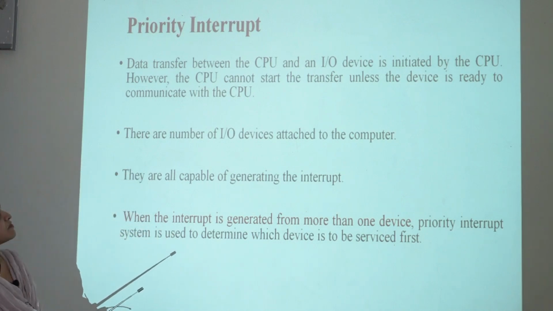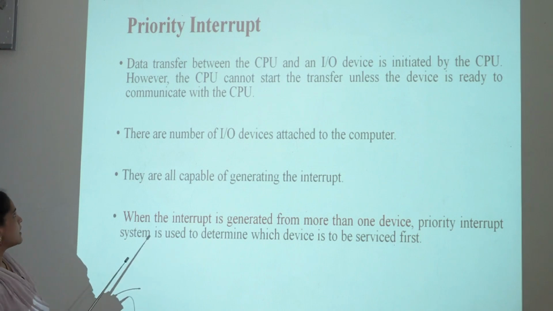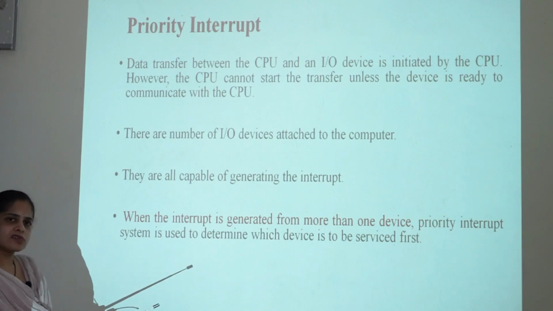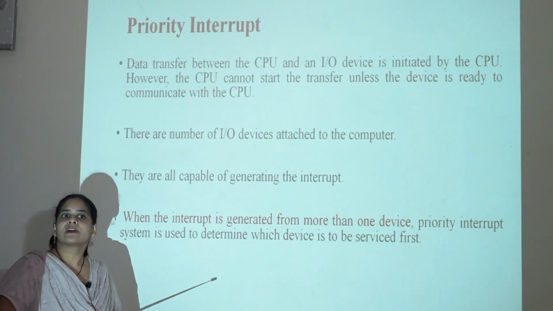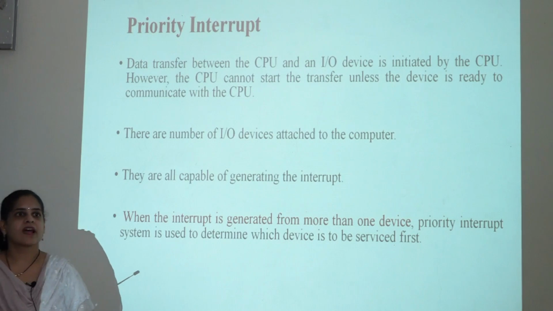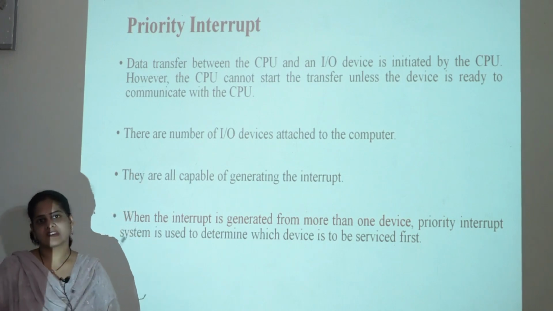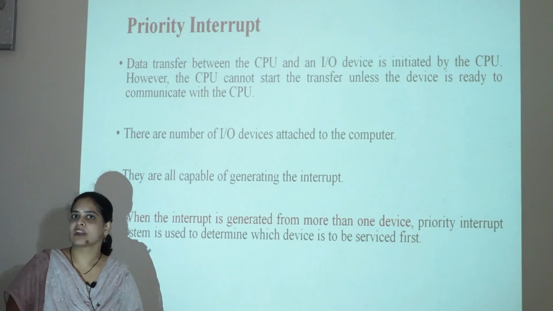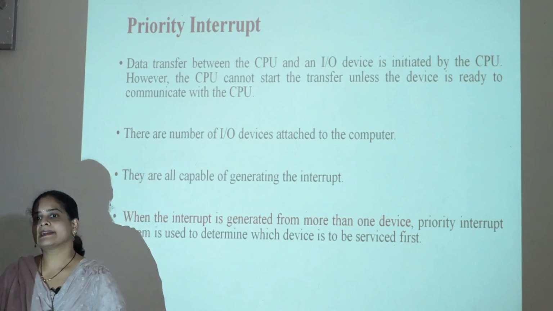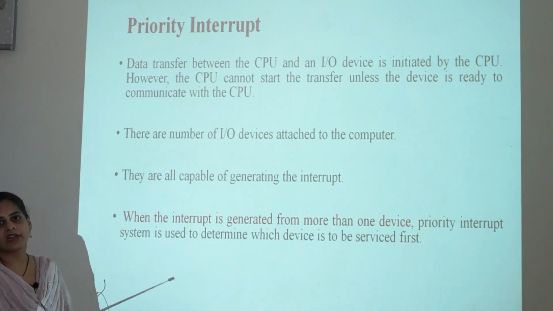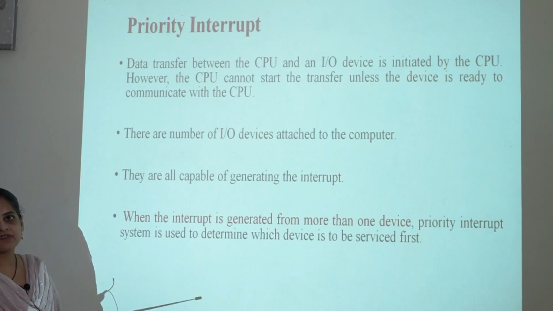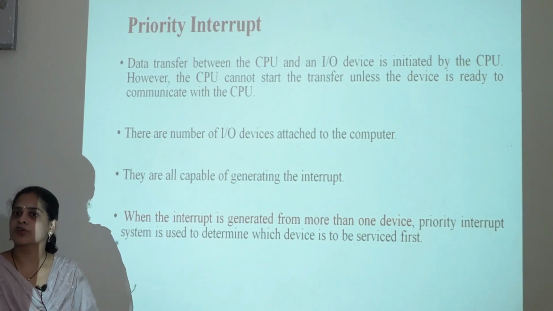Data transfer between the CPU and IO devices is initiated by the CPU, but there are a number of IO devices attached to the computer, and they are also capable of generating interrupts. So if more than one interrupt is received by the CPU, how can the CPU handle them? For example, at the same point of time the keyboard has generated an interrupt, and similarly the monitor has also generated an interrupt to the CPU. In that case, how is the CPU going to handle them? That is taken care of by means of a priority interrupt. It has to identify which one has to be serviced first, whether the keyboard first or the monitor first.